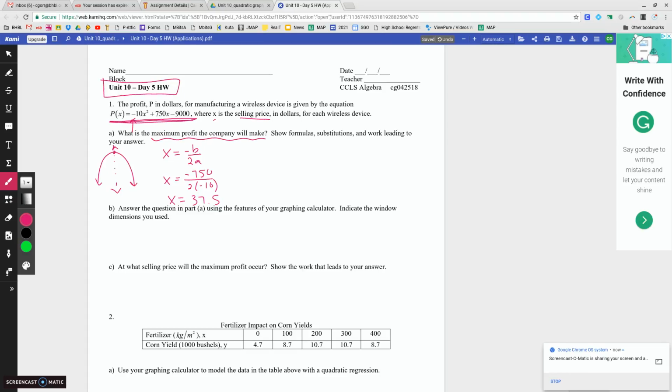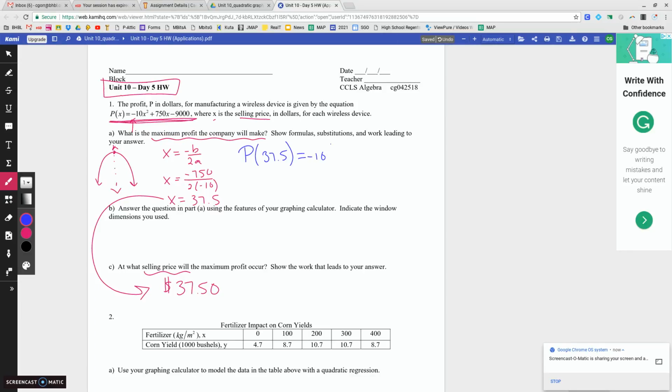So at what selling price will the maximum occur? Well, that's how I know my selling price. My selling price is $37.50. So if I'm looking for the maximum profit, I'm going to take this and plug it back in. So I really want P of 37.5, and that's going to give me my profit.